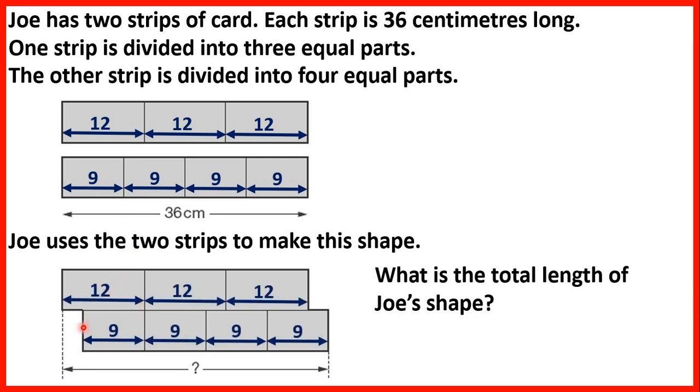rectangles here. So what we need to find out to find the total length is to find the length of this gap here. Now we know that this rectangle at the top is 12 and this rectangle is 9, and they line up together, so we know that this space here must be 3 centimetres. So now, to find the total length, we can add 3 and 36, because 4 times 9 is 36, and that gives us a length of 39 centimetres.